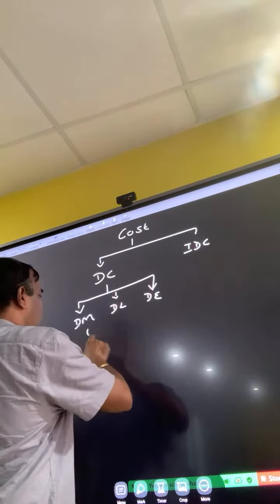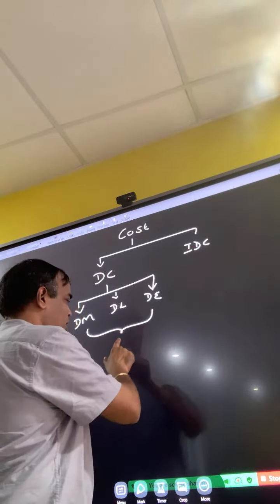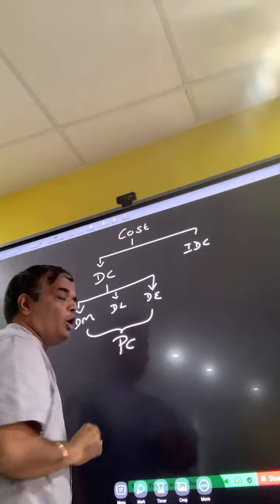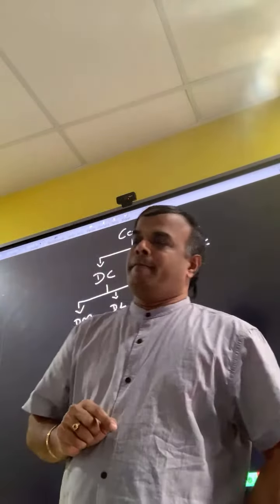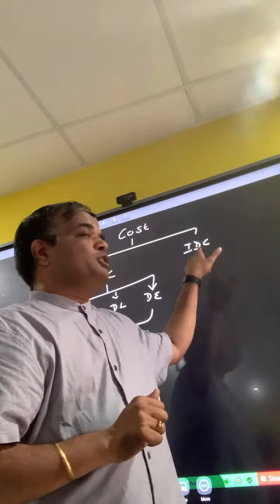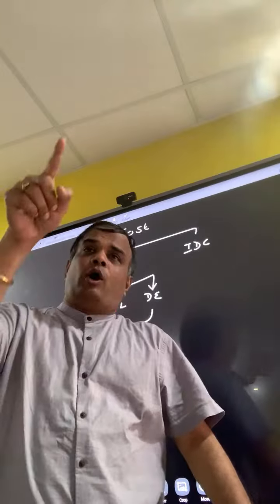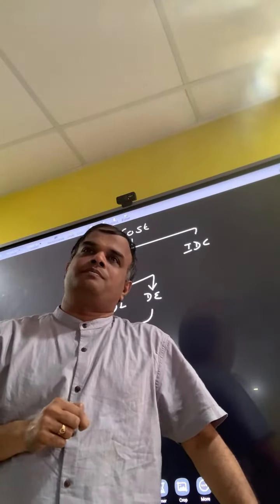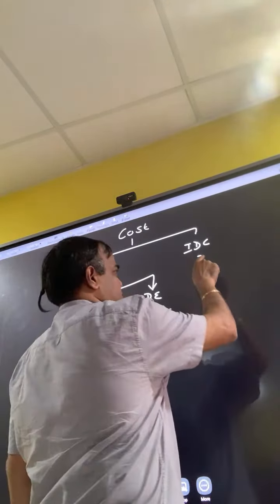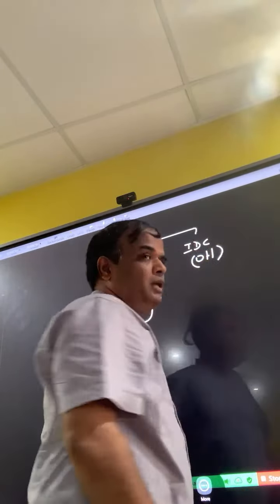Collection of all the direct costs is called prime cost. Collection of all the direct costs is called what? Prime cost. Costs which indirectly help to produce the products are called indirect cost. Collection of all the indirect costs is called overhead. Indirect costs are also called what? Overhead.